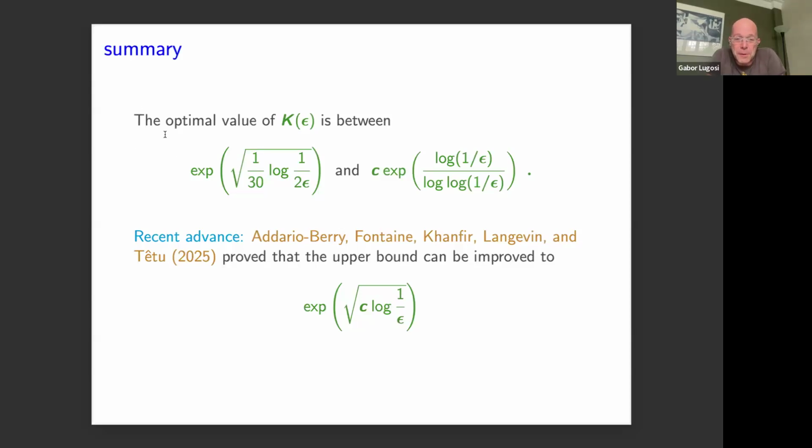Okay. So summarizing what we proved a few years ago is that the optimal size of the confidence set is between something like e to the square root of log 1 over epsilon and e to the log 1 over epsilon over log 1 over epsilon. And every time I gave a talk about this, I said that obviously the lower bound is strong because we worked so hard on the upper bound, and the lower bound is just trivial. Until this year, when Luigi and his students and postdocs proved that actually the lower bound is the correct one.